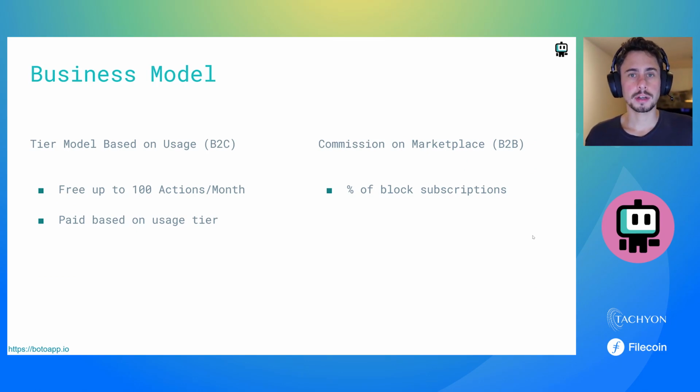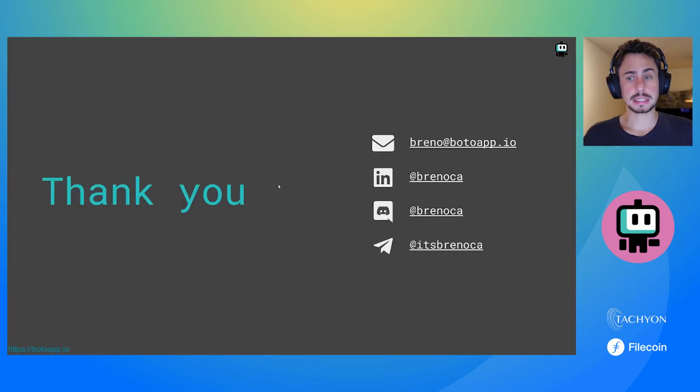With regards to our business model, we plan on having a free tier that allows users to use the full functionalities of the platform up to a certain number of actions that the bots can take per month. After that, users have to pay per usage, similar to how Zapier charges in Web2 and some of the other platforms. And when we get to a marketplace where we have blocks that are provided by developers and they charge for those blocks, we can also take a percentage of those subscriptions.